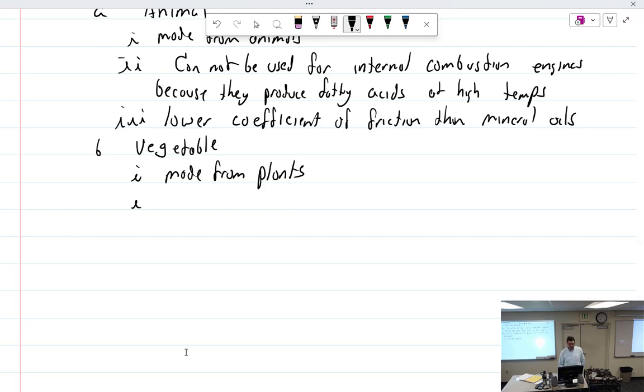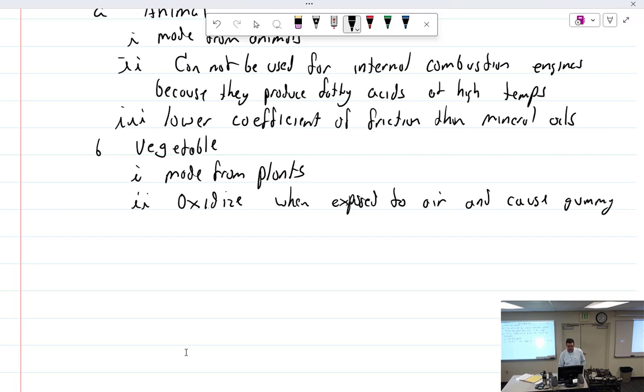All right, so what is wrong with this? It oxidizes. Where do you get virgin olive oil? What's virgin olive oil? First press. Oh, that's not what I thought. Sorry, you're talking to an Italian. I can't pretend like I don't know that. It will oxidize when exposed to air and cause gummy conditions in the engine.